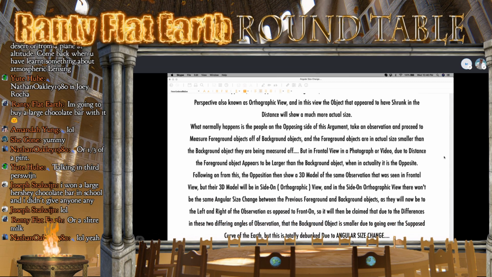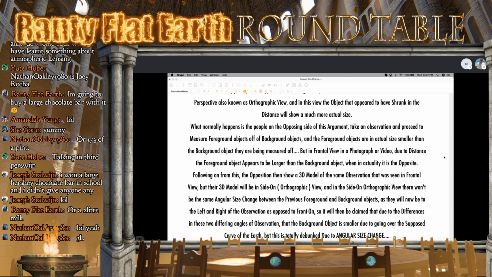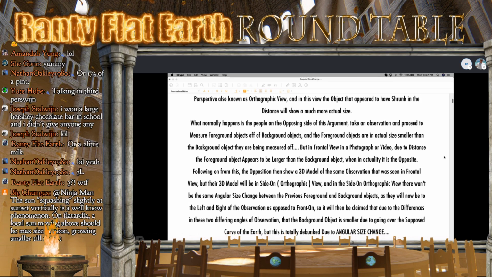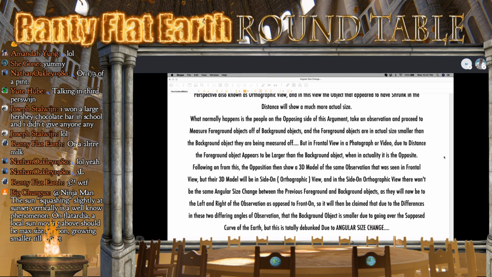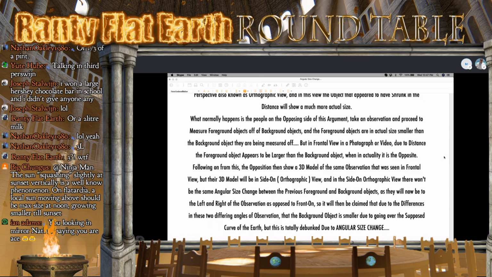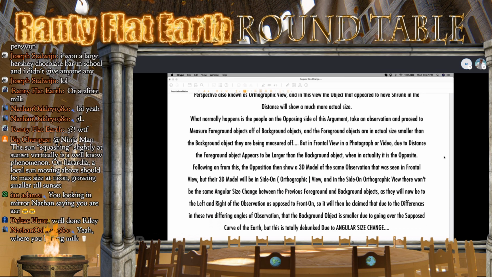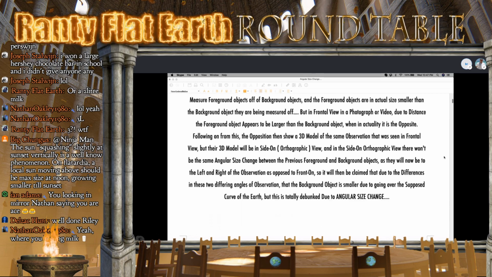Following on from this, the opposition will show a 3D model of the same observation that was seen in frontal view, but their 3D model will be in side-on orthographic view. And in the side-on orthographic view, there won't be the same angular size change between the previous foreground and background objects, as they will now be to the left and right of the observation as opposed to front-on. So it will then be claimed that due to the differences in these two differing angles of observation, that the background object is smaller due to going over the supposed curve of the Earth. But this is totally debunked due to angular size change.